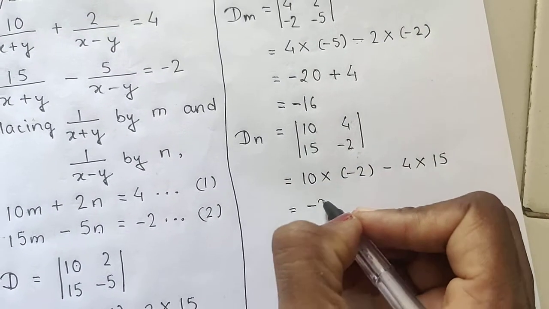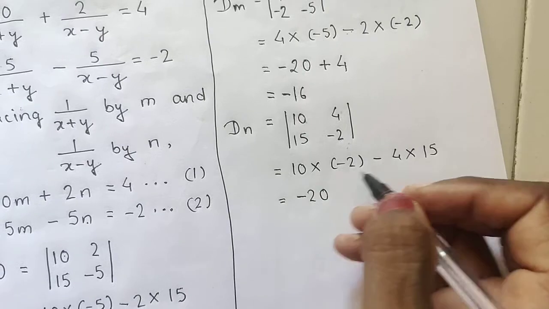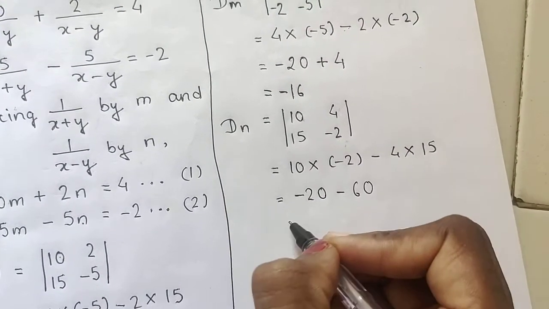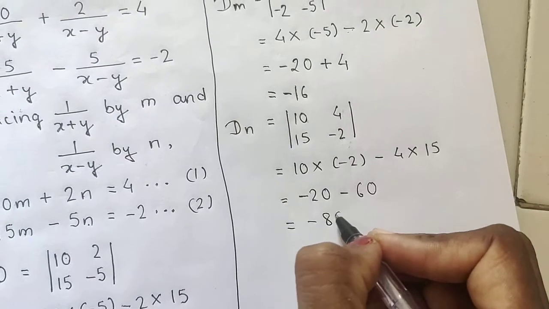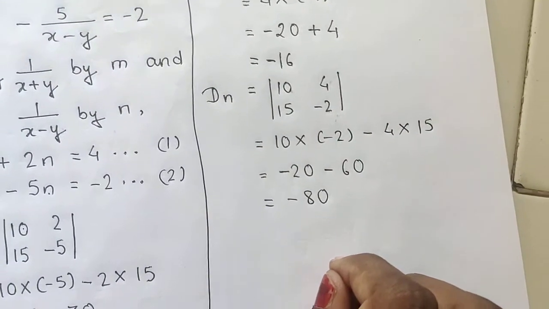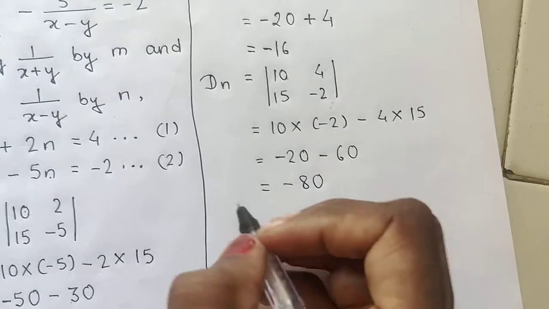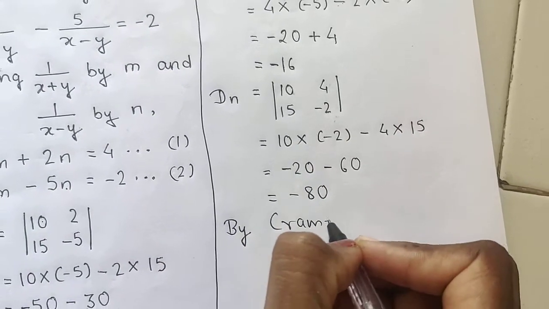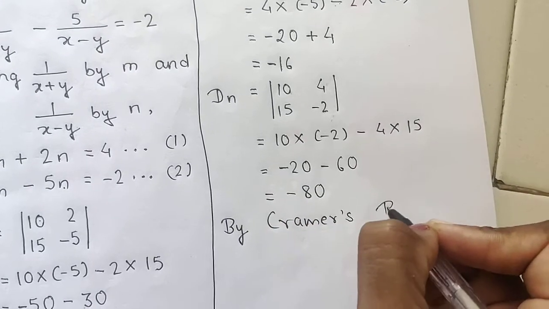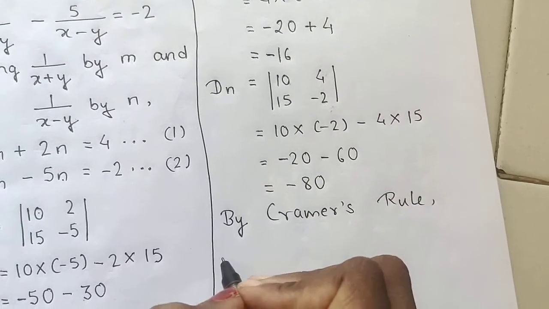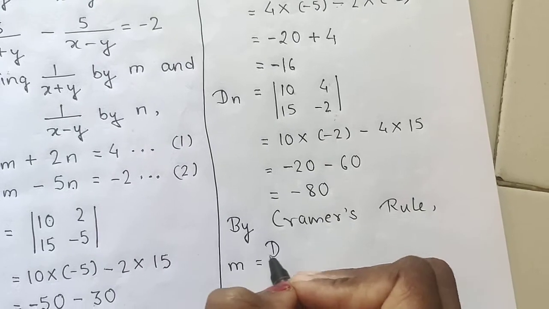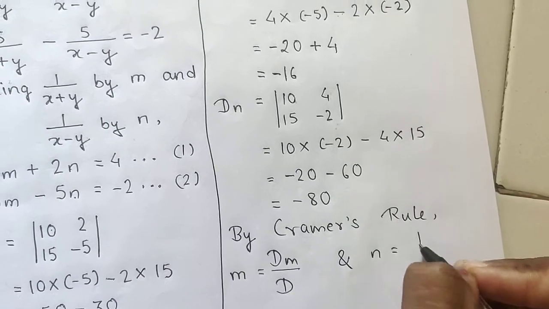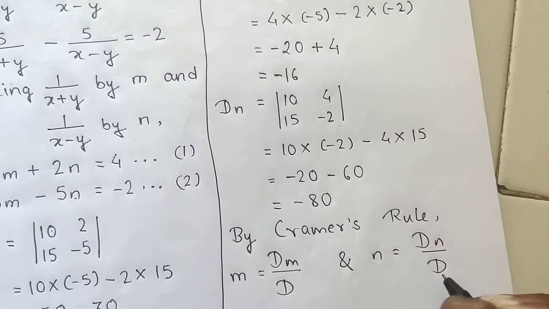Now what is 10 2s are 20, since it is negative, so minus sign, then minus 15 4s are 60, again you are going to get same minus 80. Okay, now by Cramer's rule we can find out the value of m and n. So by Cramer's rule we can have formula, that is m is equal to dm upon d and n is equal to dn upon d.